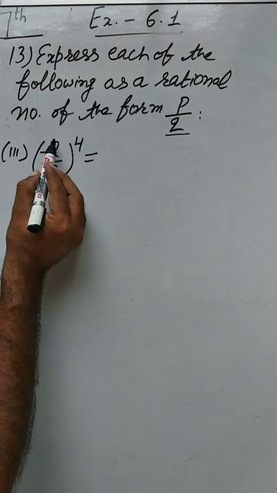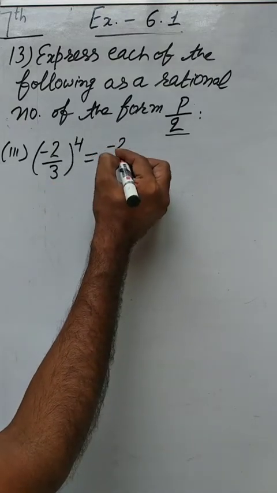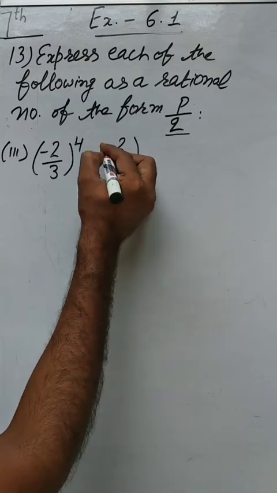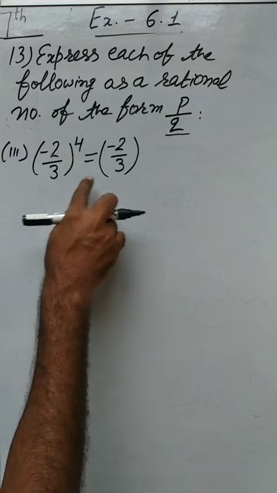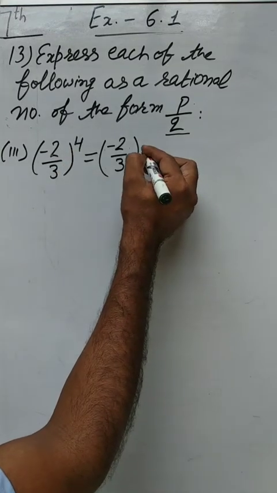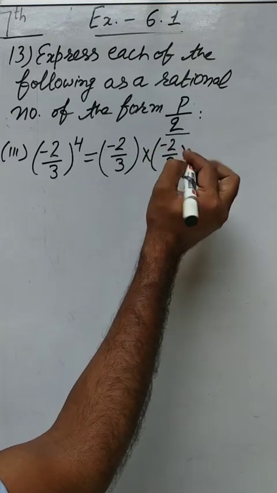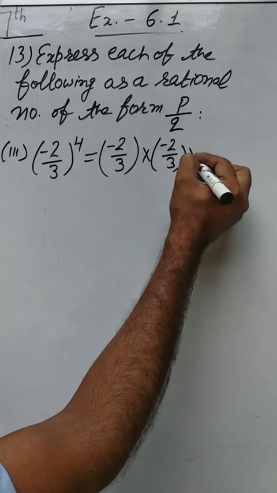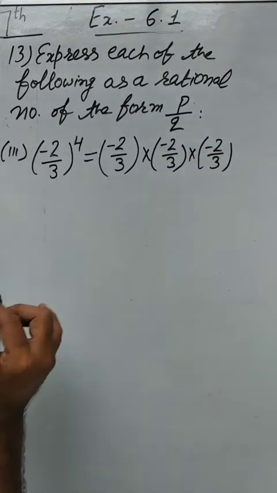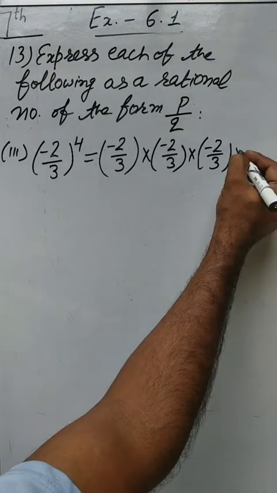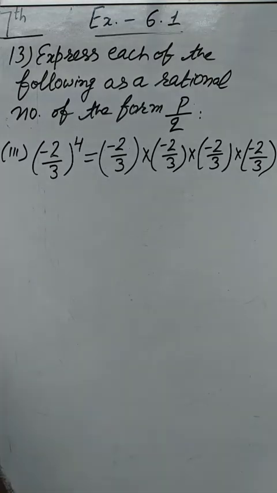Now here, beta, minus 2 upon 3 raised to power 4. So first of all, it means minus 2 upon 3 multiplied how many times? Power is 4. It is multiplied 4 times. Minus 2 upon 3 multiply minus 2 upon 3 multiply minus 2 upon 3 and multiply minus 2 upon 3. Clear, beta?